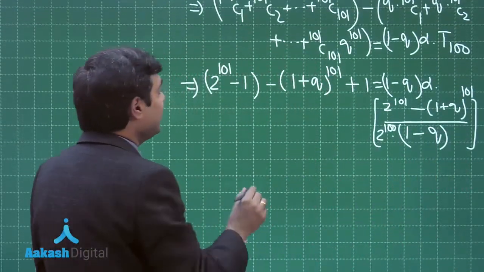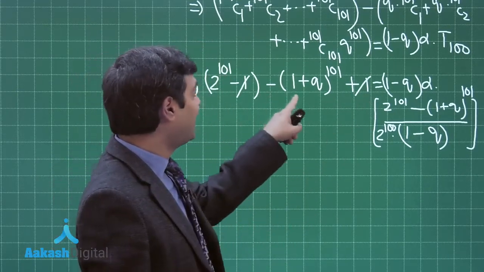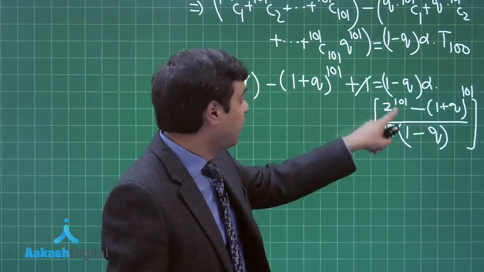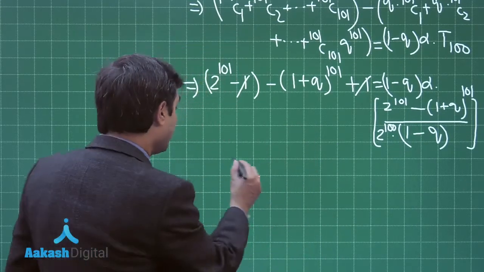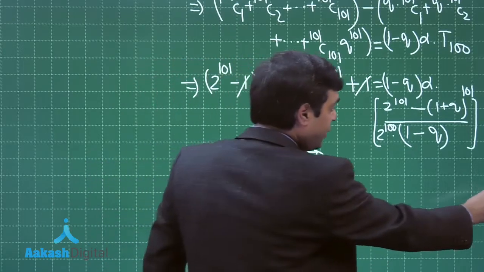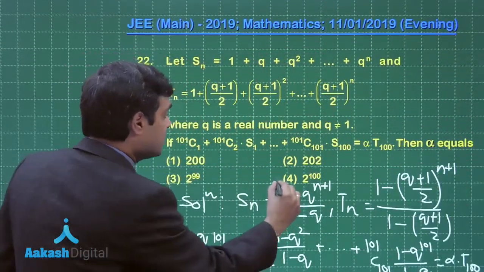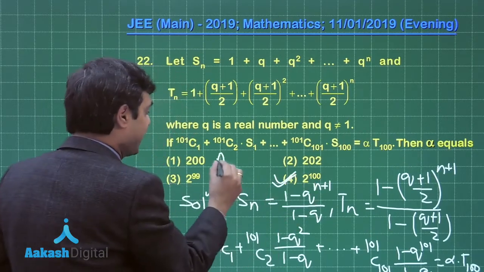Now you can see here this 1 is cancelled. We have 2 to the power 101 minus this term, same as here. 1 minus q is also cancelled. So what is alpha here? Alpha is obtained as 2 raised to the power 100. So let's see from the given options. 2 raised to the power 100, that means option number 4 is the correct answer.